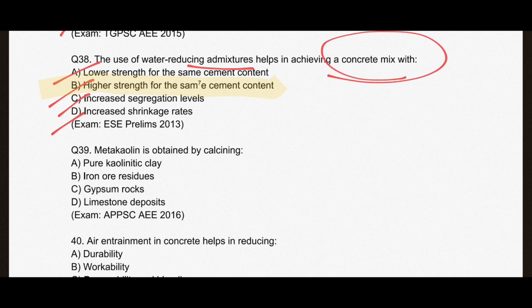39th question. Metakaolin is obtained by calcining. Option A pure kaolitic clay, option B iron ore, option C gypsum, and option D limestone deposits. So the answer is pure kaolitic clay. By calcining the pure kaolitic clay we get metakaolin అన్నమాట.